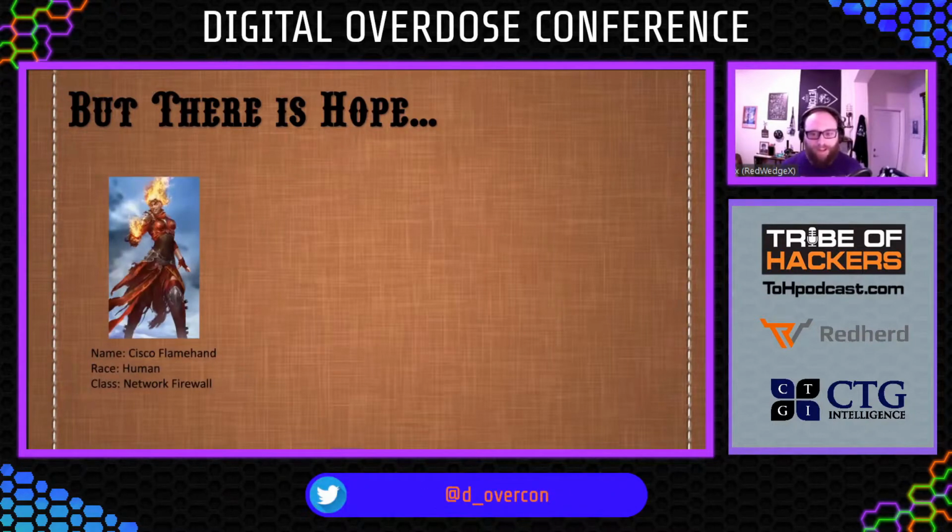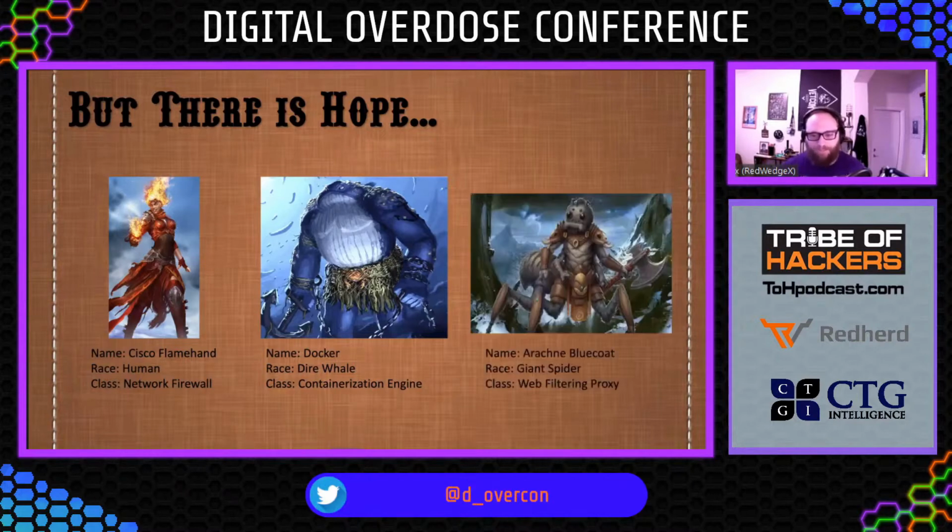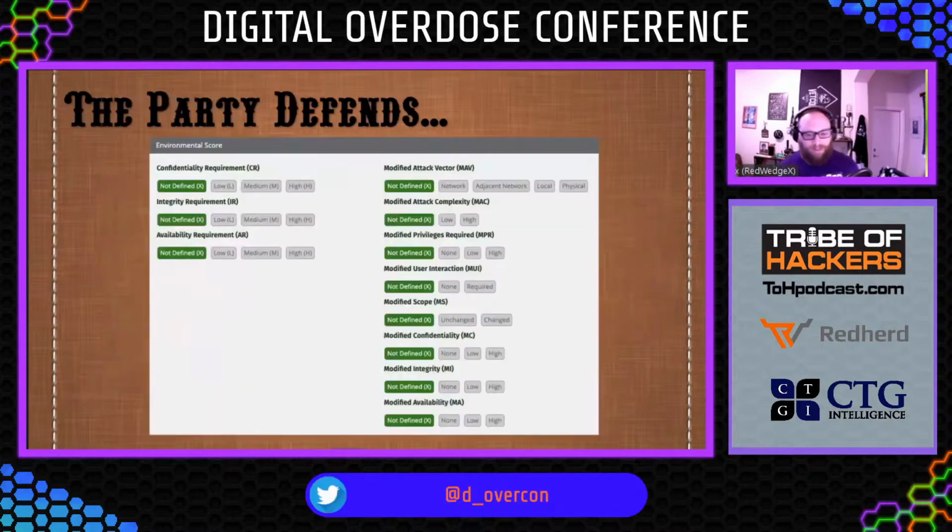"Hold the line," Cisco Flamehand screams as she casts Firewall, segregating Confluentus from the internet. "We just need to hold out until the patch army arrives," Docker bellows, enveloping Confluentus in a container, making host exploitation more complex. Arachne Bluecoat chitters inside her spider speak, weaving a proxy web between the party and the enemy, protecting them from accidentally accessing any malicious locations on the battlefield.